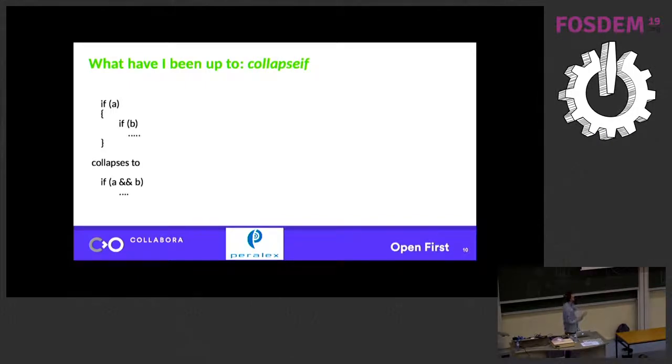Collapse if was looking for odd code where we had two very small if conditions and they could profitably be combined into a single if condition. I ran this myself, and it's not on by default because it's quite hard to find a balance and I didn't want to annoy people.